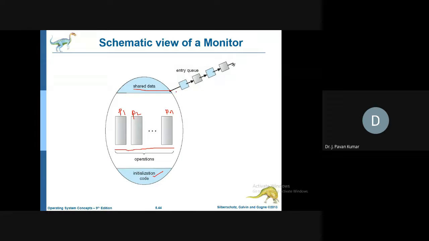Now whenever some process wants to enter into this monitor, all of them will be kept in a queue. According to the signal operation, whenever one particular process has given the signal operation, only one of the processes which are in the queue will be active and will enter into the monitor. This is the operation of the monitor.